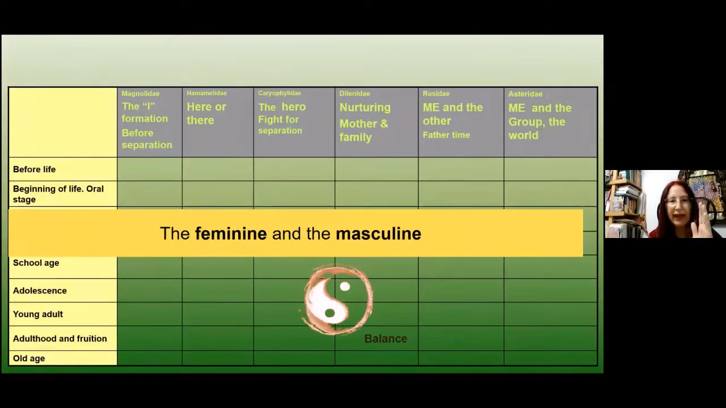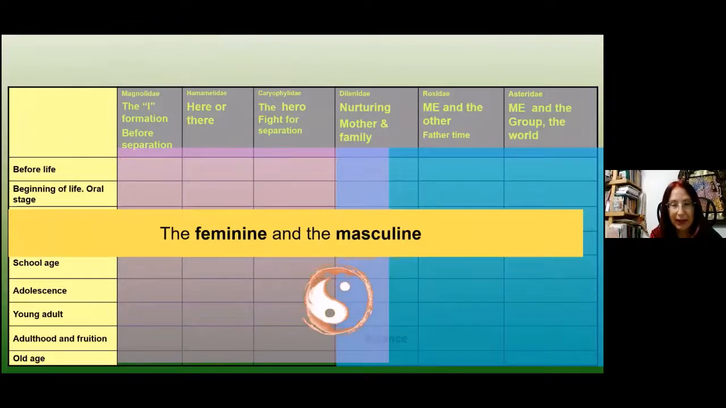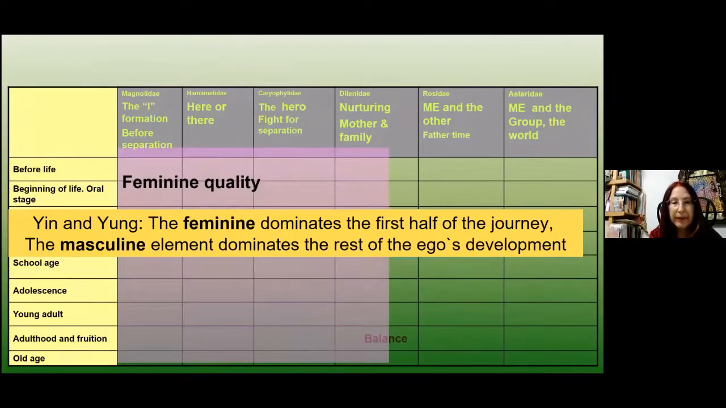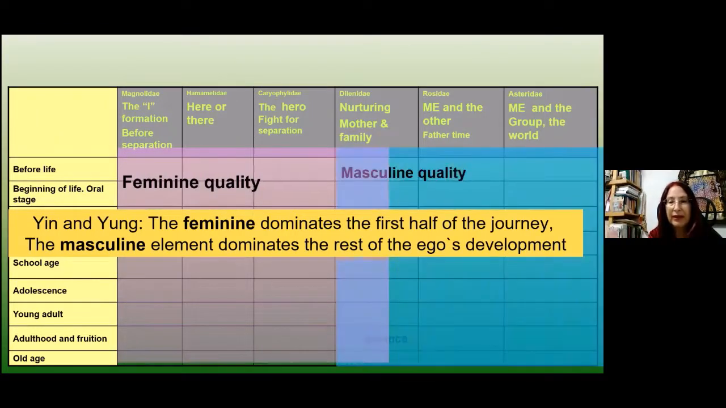So every stage in the table of plants will give us another level or stage in this evolution, powered by those two forces, the feminine and the masculine, where the feminine will dominate the first half of the journey and the masculine will dominate the last stage of the ego development, where we are actually now.